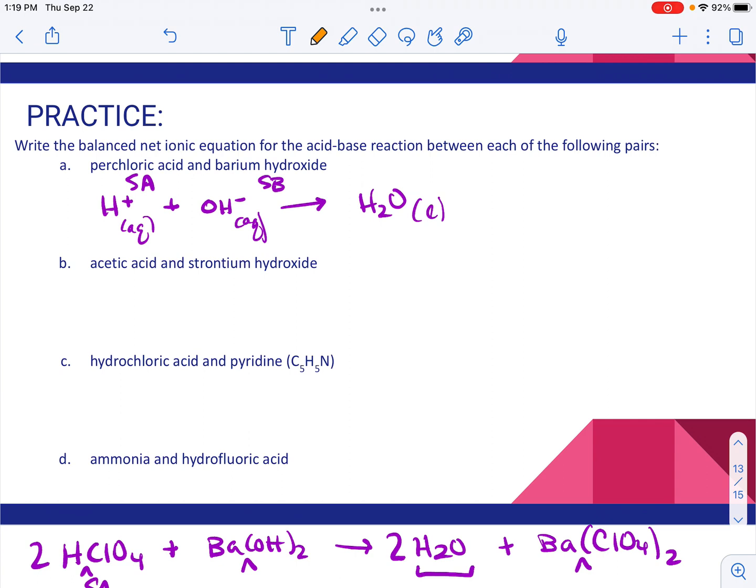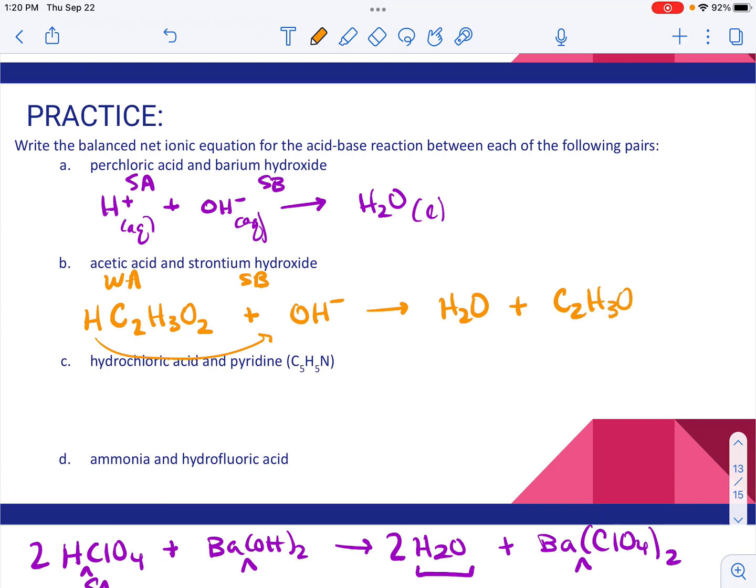Okay, acetic acid and strontium hydroxide. This is a weak acid and a strong base. From my weak acid, I put in the whole formula. Acetic acid is hydrogen acetate. Acetate is C2H3O2 minus, so I need 1 H in the front. Strontium hydroxide is a strong base, so I'm putting only the OH minus. And now, because this is weak, I have to picture that it's going to transfer the hydrogen, and it will form water and leave behind the acetate ion. This is a one-way arrow because I have a strong base in my equation.